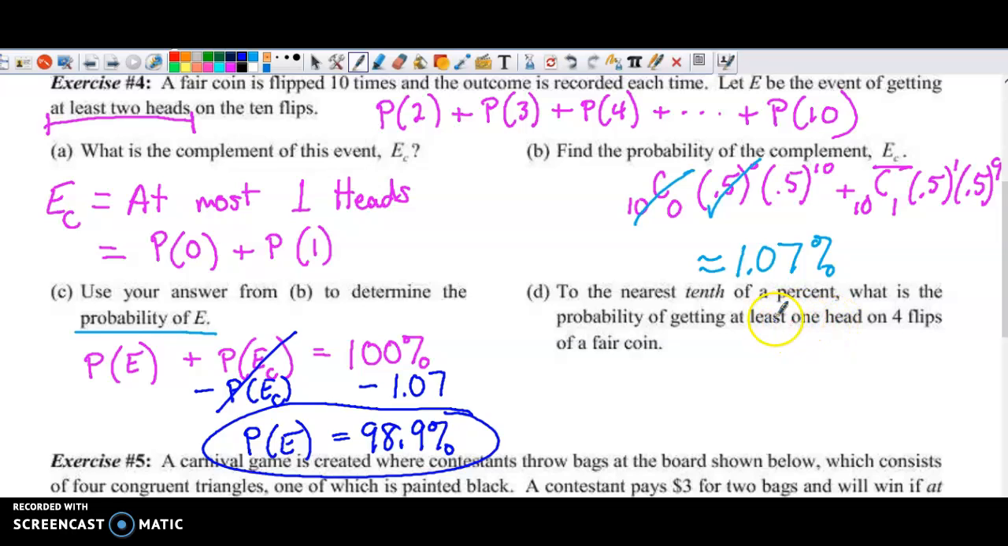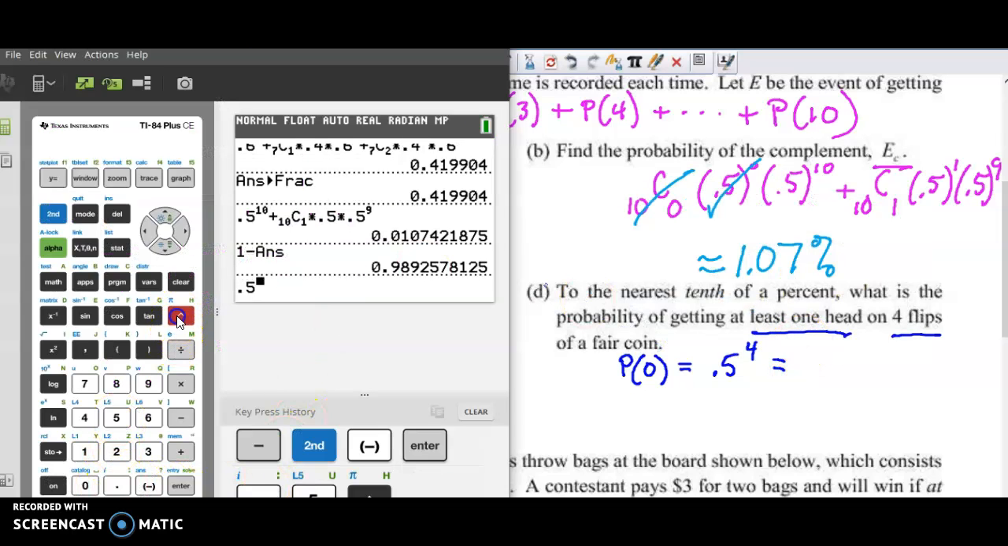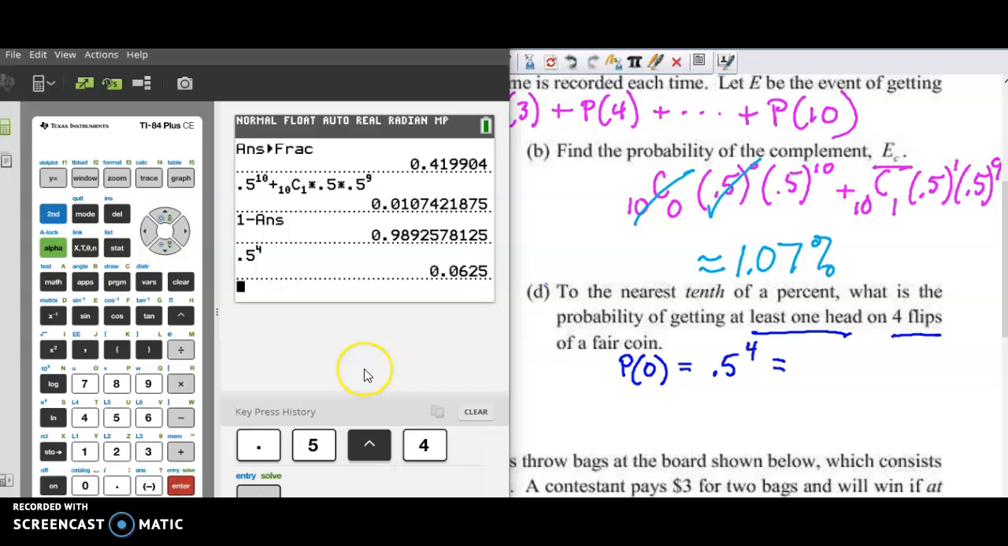So you could do the same thing if you get at least 1 heads on 4 flips. What might make sense, if you're getting at least 1, is to find the probability of getting no heads, which I'll just do quickly because I want to keep this somewhat short. It would be 0.5 to the 4th power. That's getting a tails each time. So 0.5 to the 4th power is 0.0625.